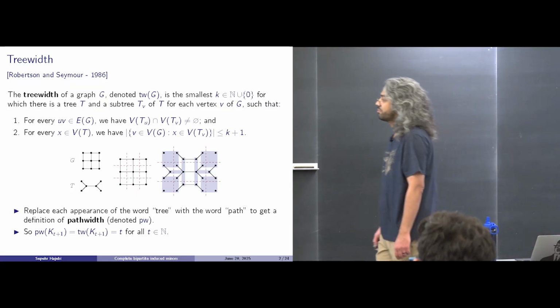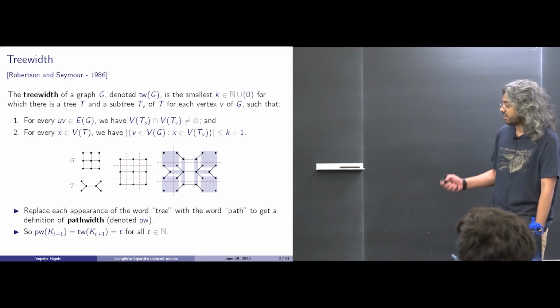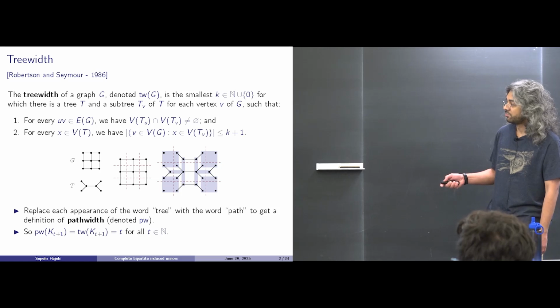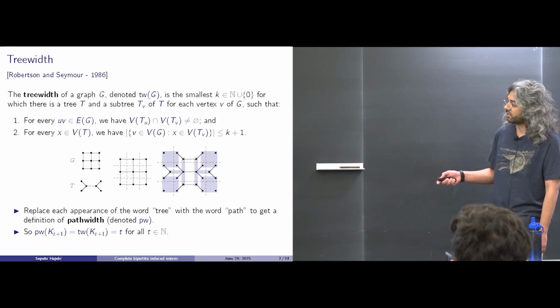Right, so we have treewidth and pathwidth, and for instance, the Helly property of subtrees or subpaths tells you that complete graphs have arbitrarily large treewidth and pathwidth. So if you have t plus 1 vertices, then the pathwidth and the treewidth are equal to t.